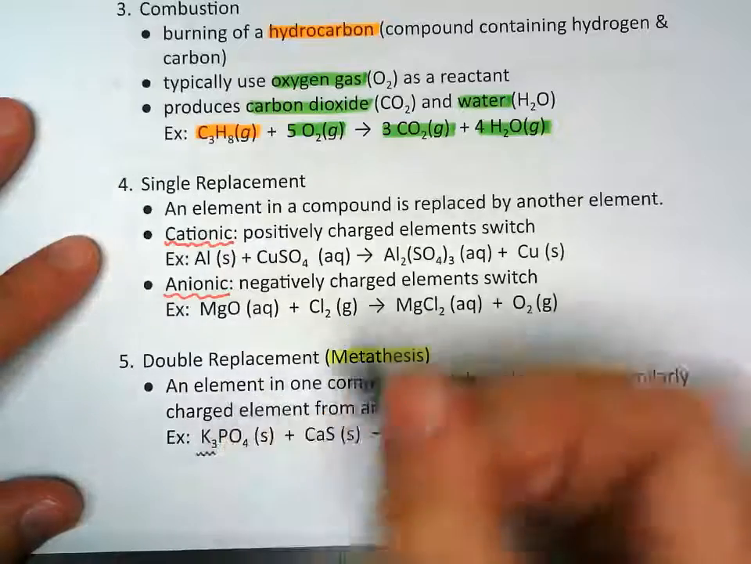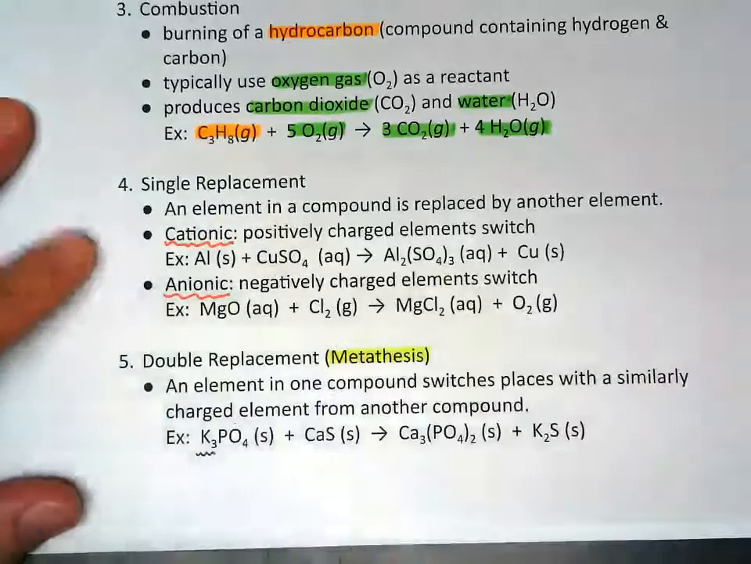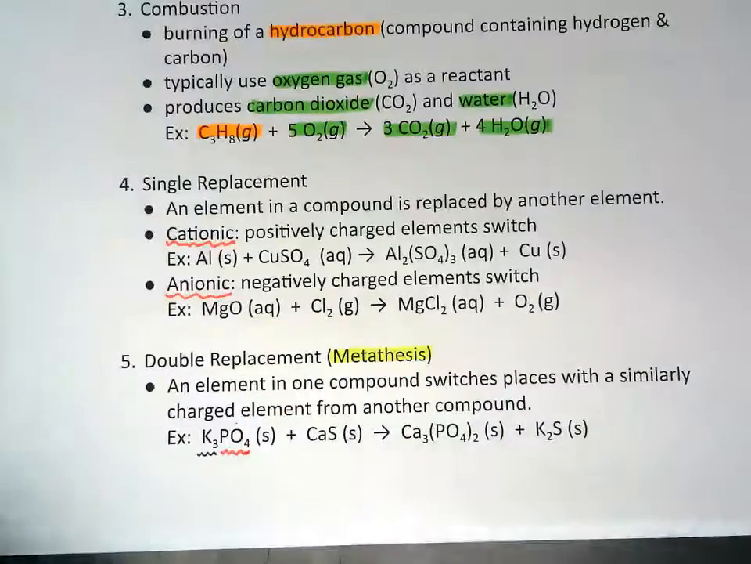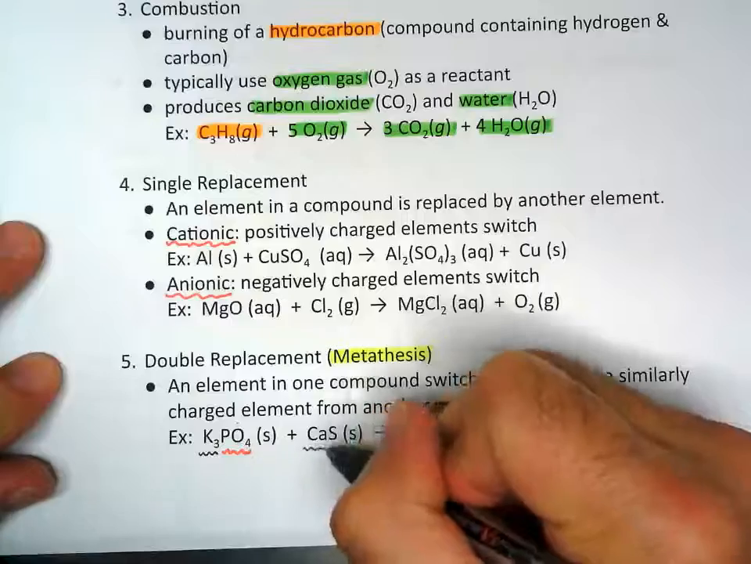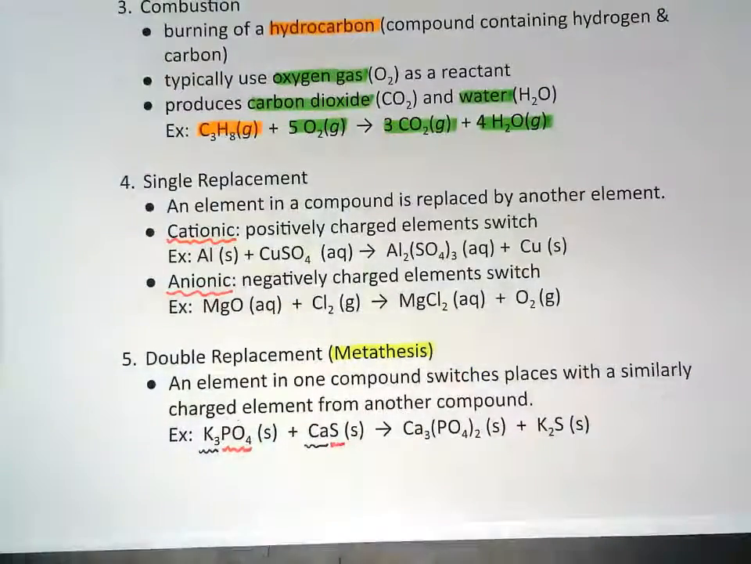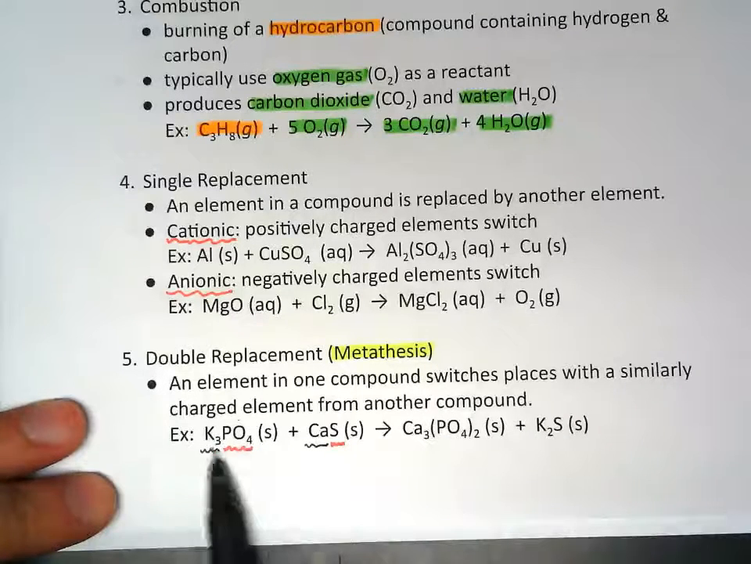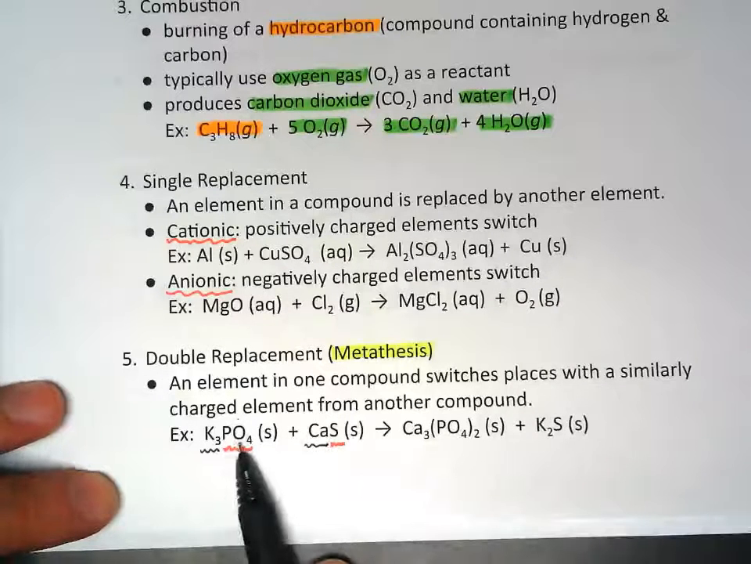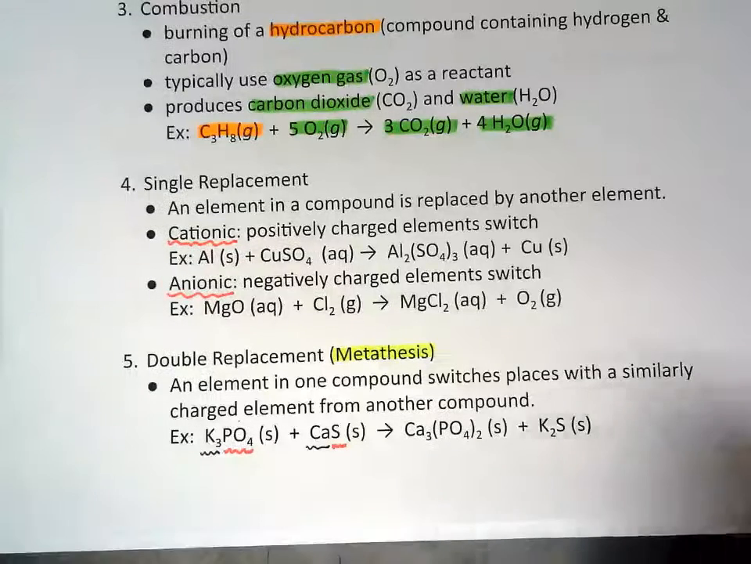Cation comes first. So we got cation. We've got an anion here, that's the polyatomic. Okay, we've got cation, and we've got an anion. Okay, the cation from the first one goes with the anion from the second one. And the cation from the second one goes with the anion from the first. And this is always cation first, then anion when you do it.